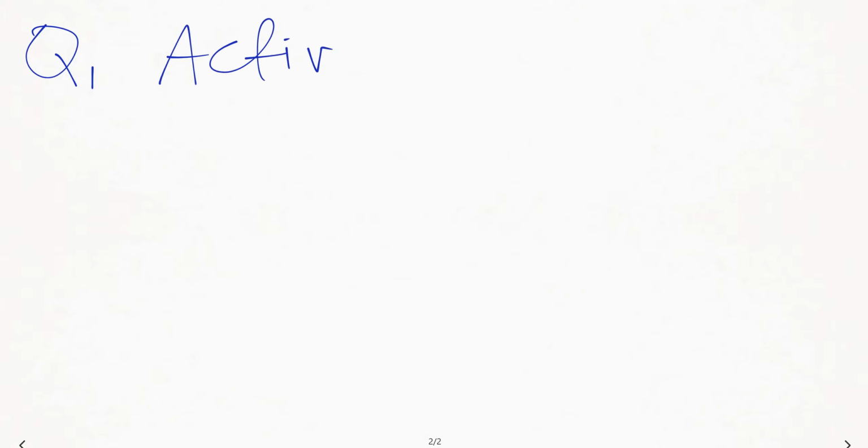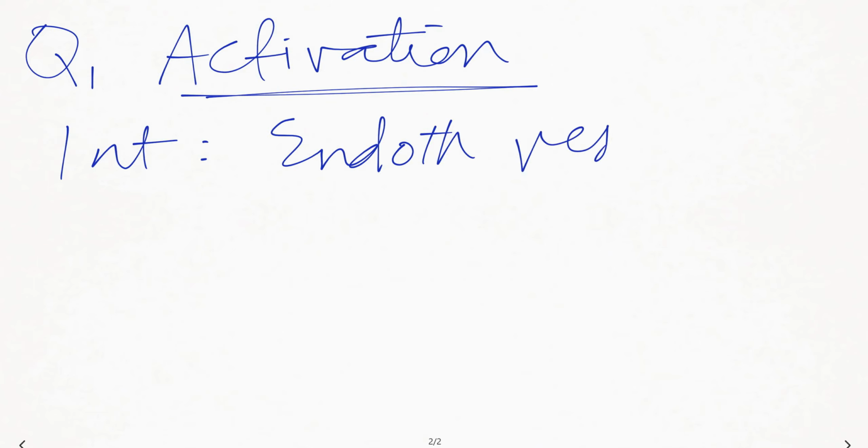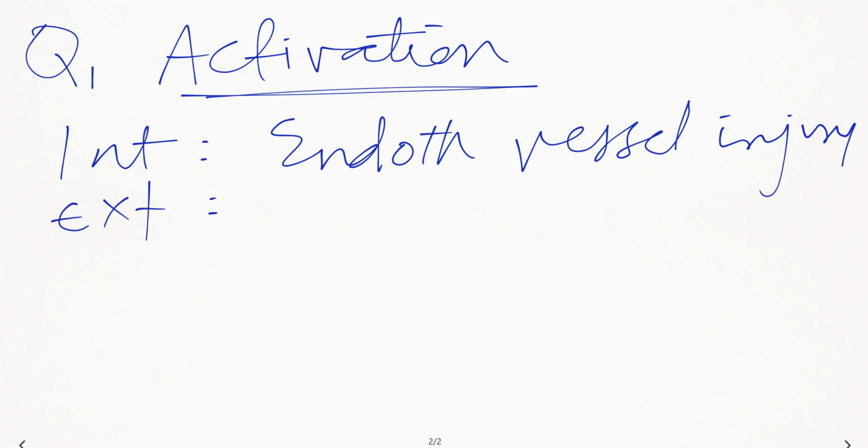What will activate the intrinsic pathway and what will activate the extrinsic pathway? So for the intrinsic pathway, okay, the activation will be by vascular injury. Actually, to be specific here, it is an endothelial vascular injury. Okay, so the injury of the endothelium of the vessel will activate the intrinsic pathway. Okay, so for the extrinsic pathway, how is it activated?